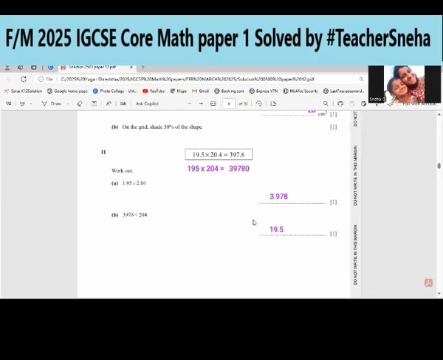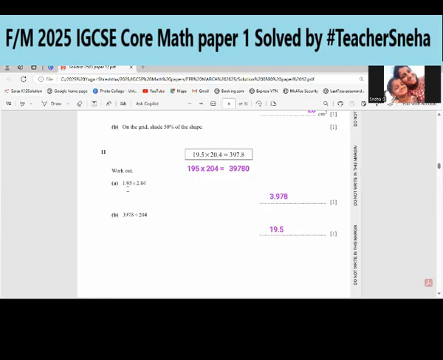Further, question number 11. It is given as 19.5 multiplied by 20.4 is giving me an answer 397.8. Firstly, to understand all of these types of questions, what I will do is write down this given equation without using the decimal numbers. So it will be 195 multiplied by 204 is equal to 39780.